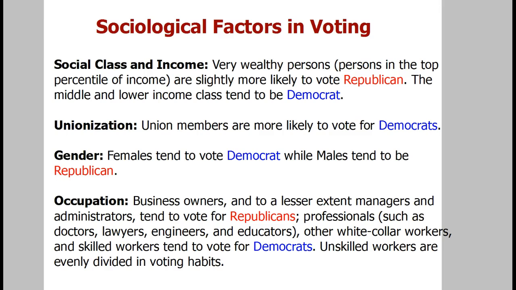So first of all, when we talk about social class and income, we tend to see that very wealthy people tend to vote Republican, but that does not mean that there are not very wealthy people who vote Democrat. If you look at people in the entertainment field who are superstars, whether it's music or movies or whatever, they tend to vote Democratic. People of middle and lower income class tend to be Democratic. However, the trends show that in the southern part of the United States, specifically with white middle and lower income class, they tend to vote Republican. So it all depends upon perspective.